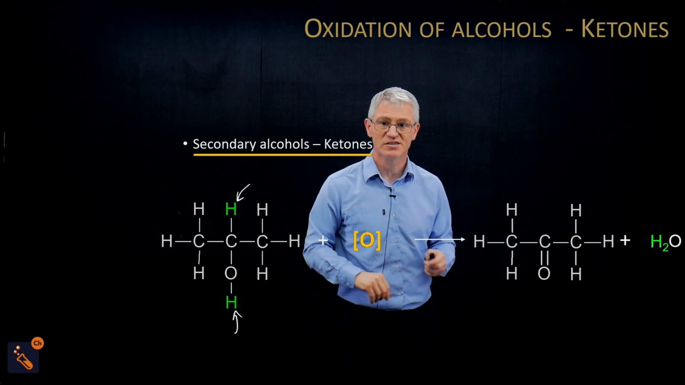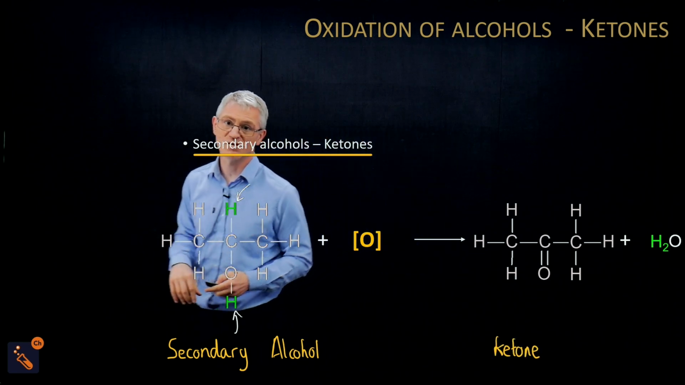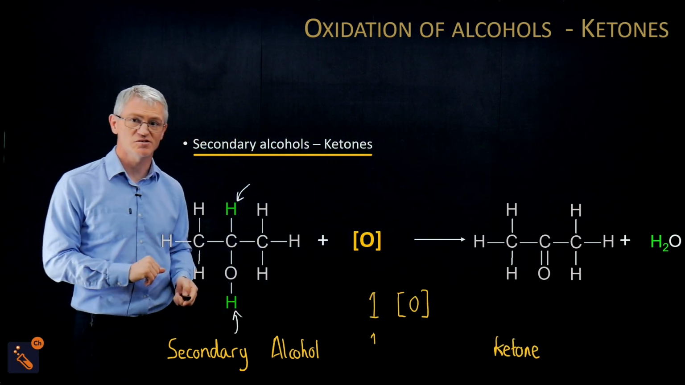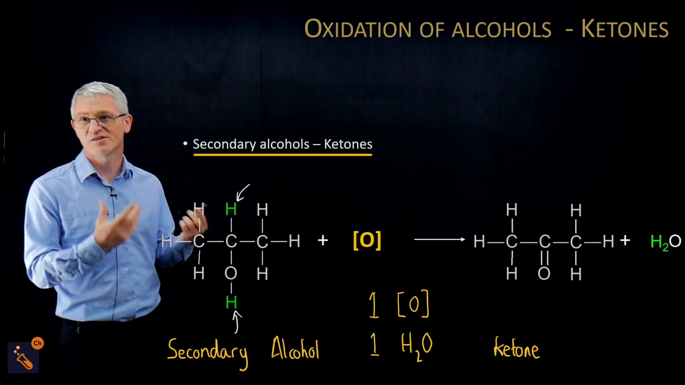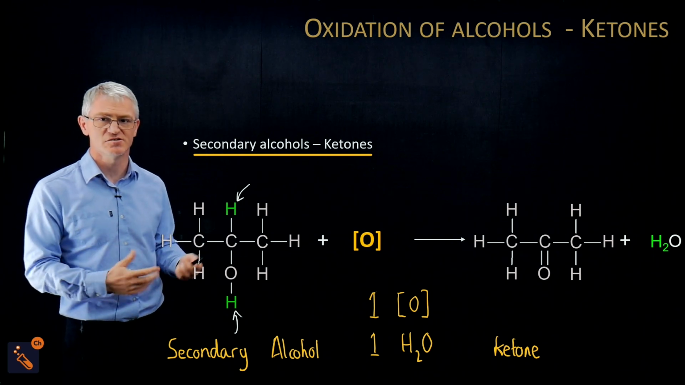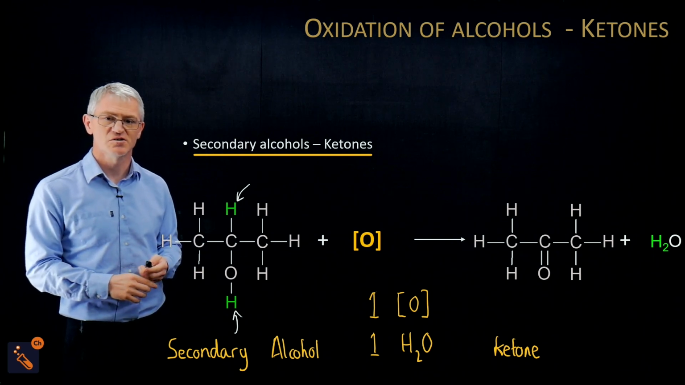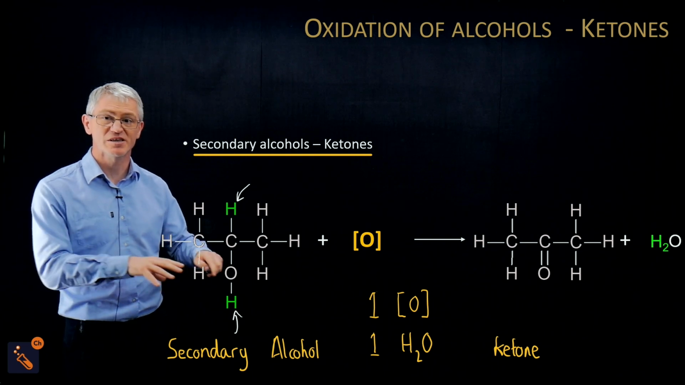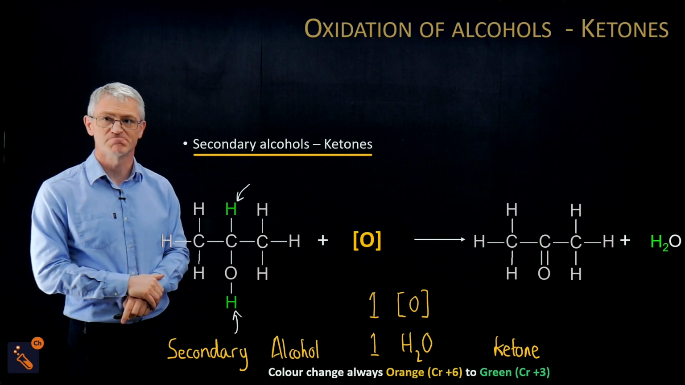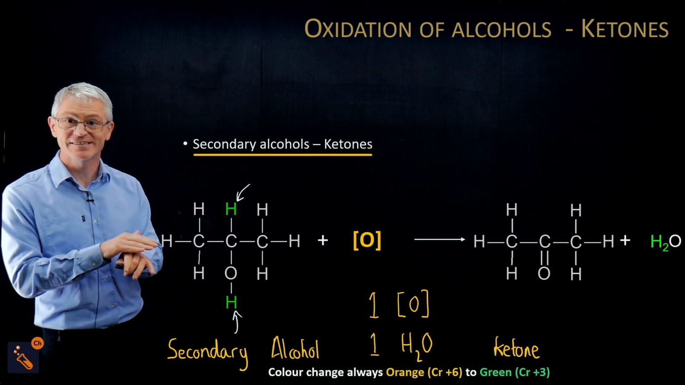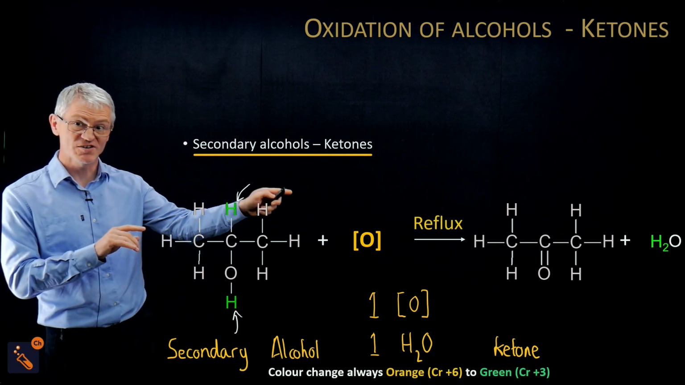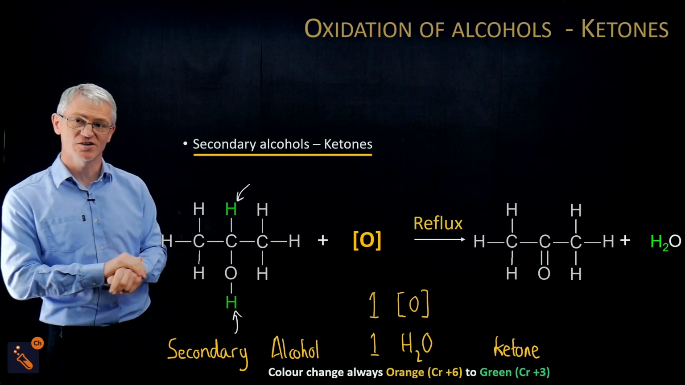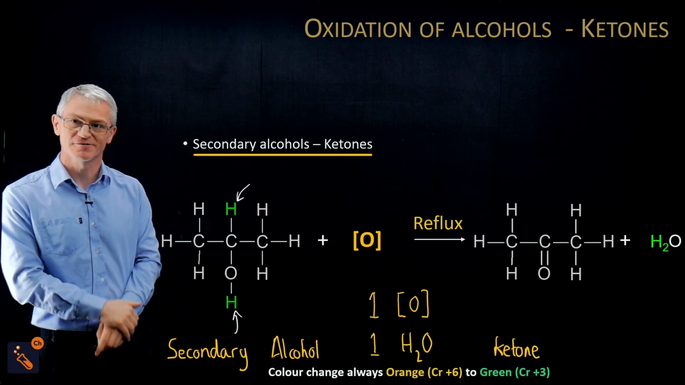Okay, 1 oxidizing agent and 1 water. So a secondary alcohol is going to go to a ketone, and it's 1 oxidizing agent and 1 water. And again, if you had 2 ketones, you'd have 2 oxidizing agents and 2 waters. So it's very important that you can show and do that. And remember, the color change is orange to green. Now let's go to the lab and actually see what reflux is, because reflux would be used for this.